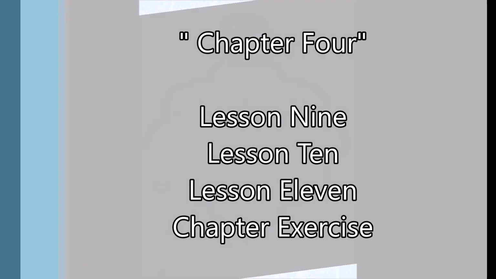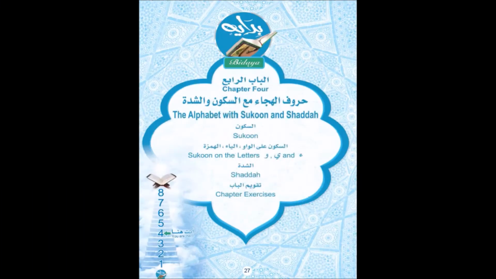Assalamu alaikum. Welcome to Bidaya Screencast. We are beginning chapter 4, which discusses the alphabet with sukun and shadda. As you can see, we are exactly halfway through. The student is halfway through the book and one step closer, inshallah, to reading the Quran.